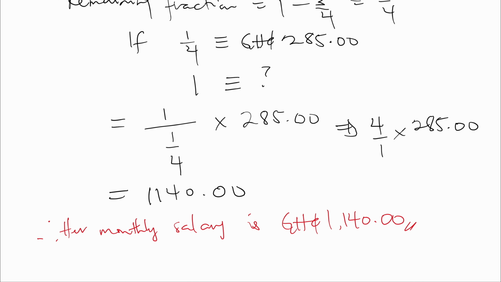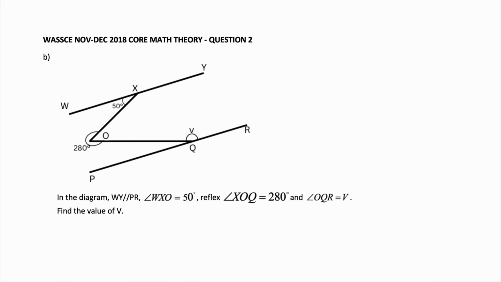So we'll be moving on to question 2b. So question 2b: in the diagram, the line WY is parallel to PR. Angle WXO is equal to 50 degrees. Reflex angle XOQ is equal to 280 degrees. And angle OQR is equal to V. Find the value of V.